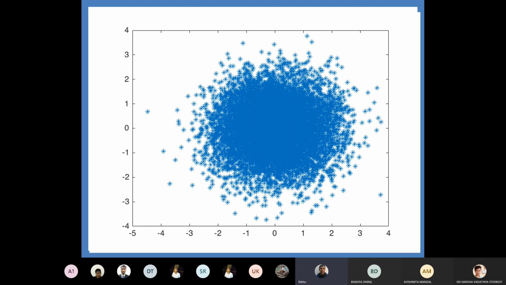I'm looking at the chat box. Or someone can potentially unmute and tell me what this is.